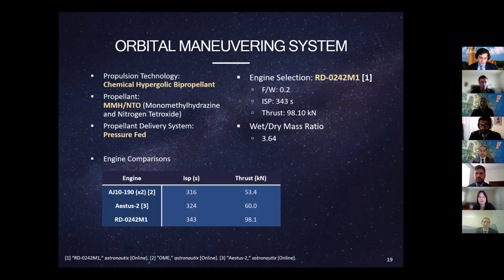And the propellant delivery system that we chose is pressure fed due to the compatibility with the RCS system for our shared tanks. The engine we chose is the RD0242M1, which has a specific impulse of 342 seconds and a thrust of 98.1 kilonewtons, which provides us a thrust to weight ratio of 0.2. Compared to other engines, it had a very high specific impulse for chemical hypergolic bipropellants and a high thrust. The specific impulse gave us a low wet to dry mass ratio of 3.64. Next slide.